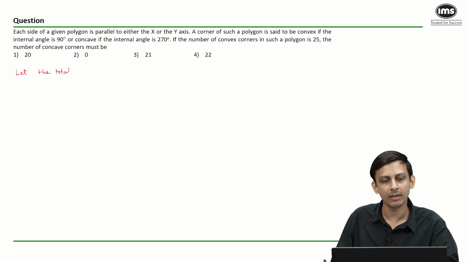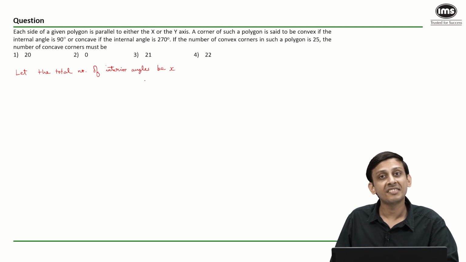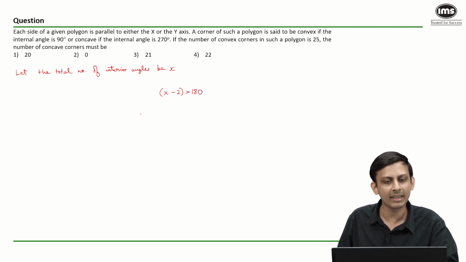Let the total number of interior angles be x. Now, we can find the sum of all the interior angles. What is the formula? N minus 2 into 180, where n is the total number of angles. So just replacing n with x, we can say that it will be x minus 2 into 180. The sum of all the interior angles, x minus 2 into 180.